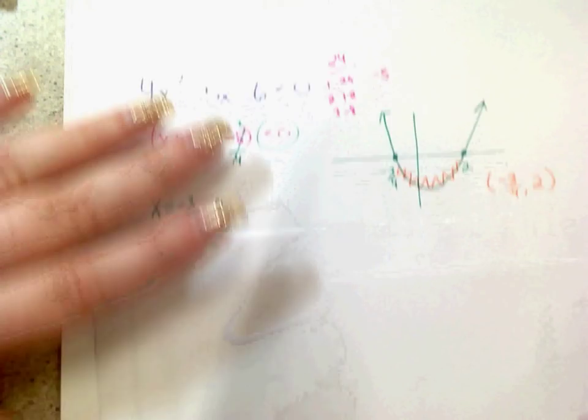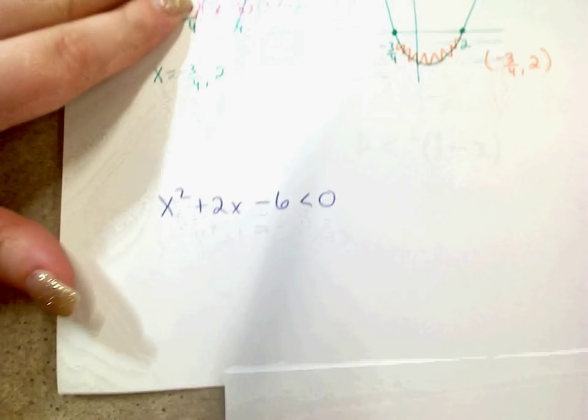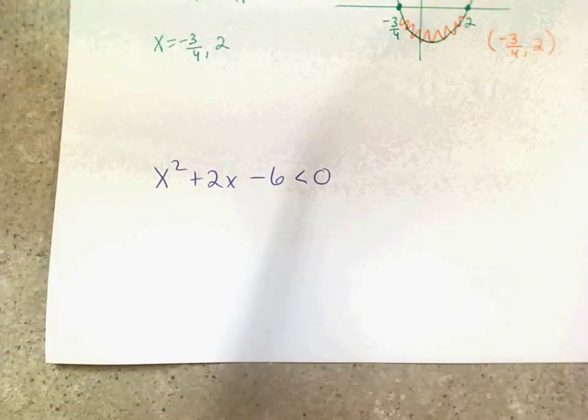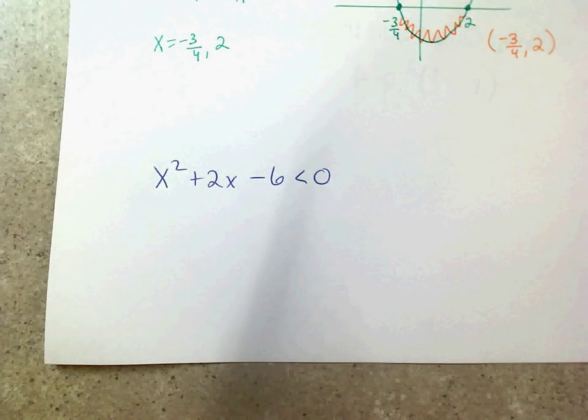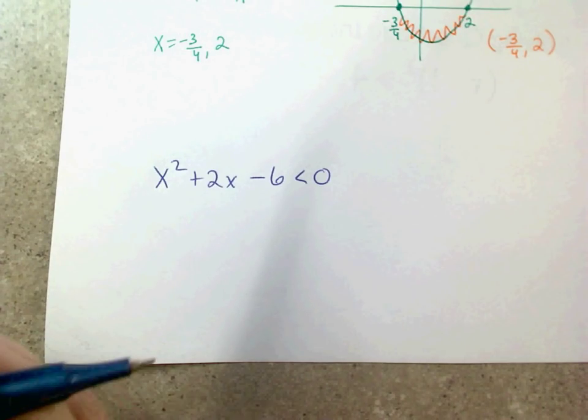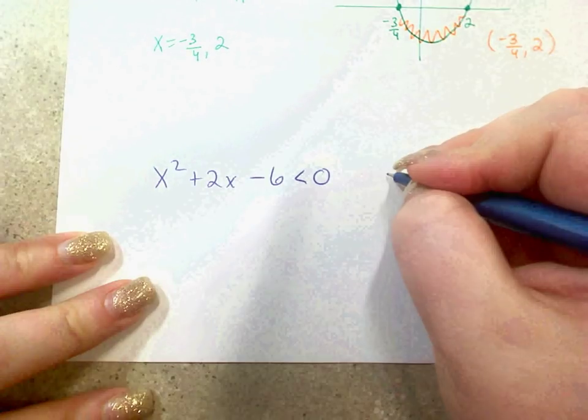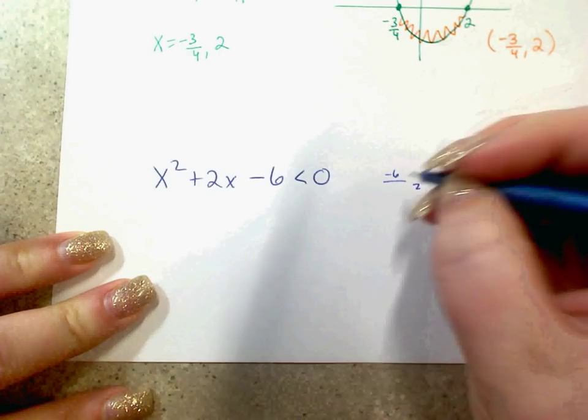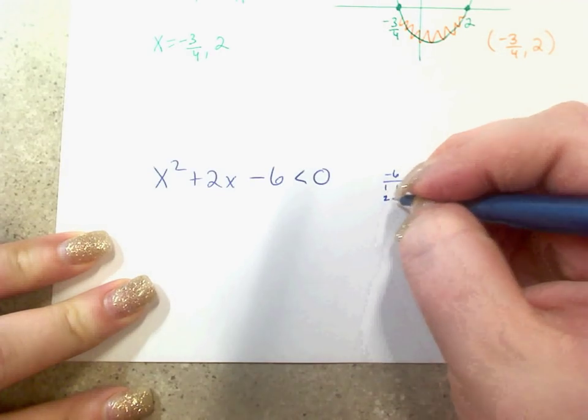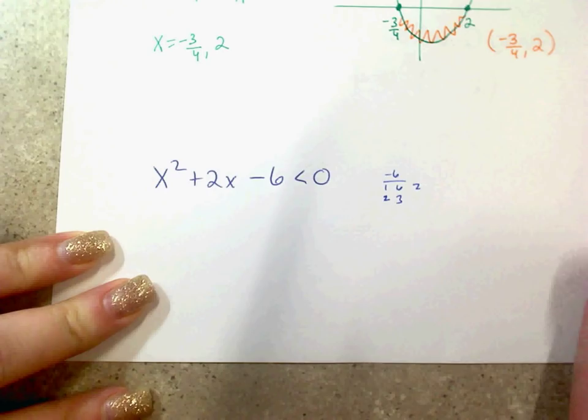Okay, so last one. On this one, I've got x squared plus 2x minus 6. So if I try to treat it like the others, then I think, okay, the factors of negative 6 that add up to 2. 1 and 6, 2 and 3. None of which have a difference of 2.